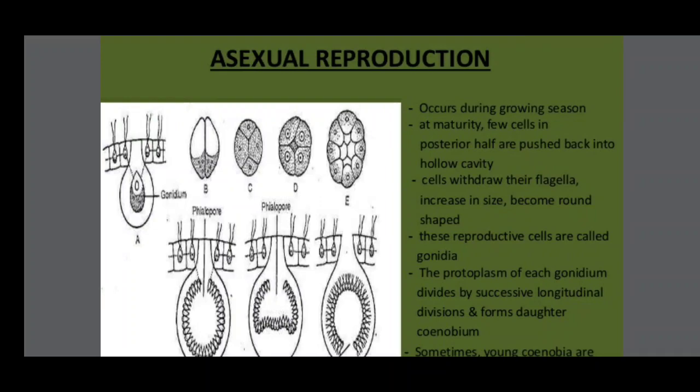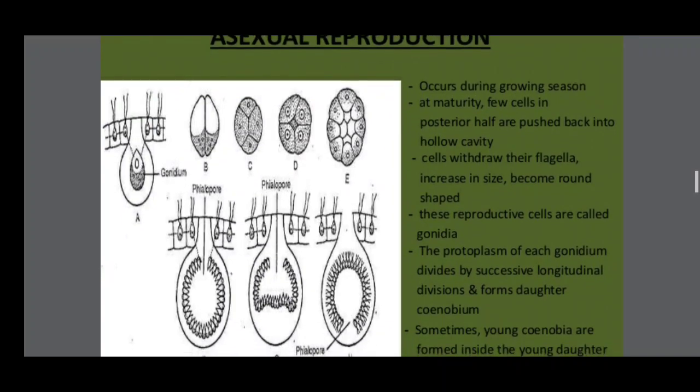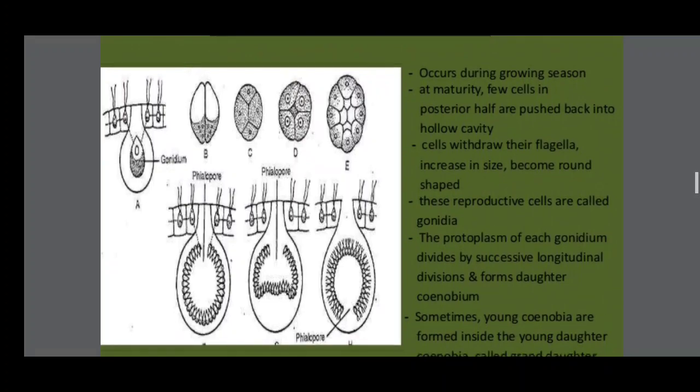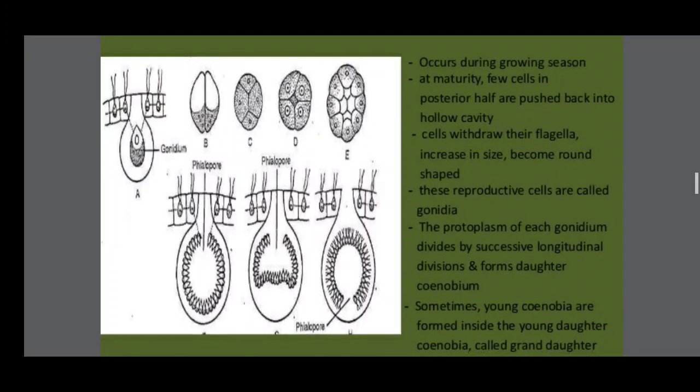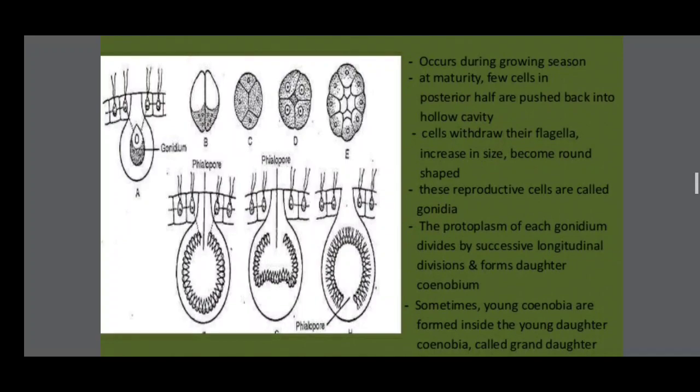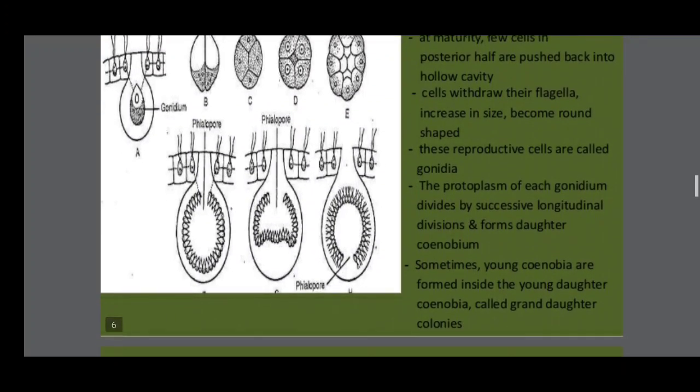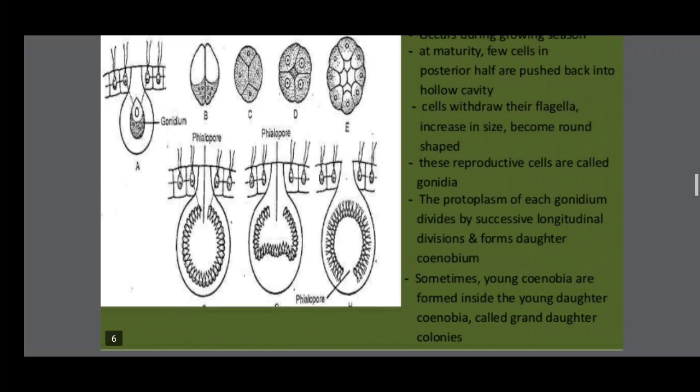At maturity, a few cells in the posterior half are pushed back into the hollow cavity. These cells withdraw their flagella, increase in size and become round. These reproductive cells are called gonidia. The protoplasm of each gonidium divides by successive longitudinal divisions and forms a daughter coenobium. Sometimes young coenobia are formed inside the young daughter coenobium, called granddaughter coenobia.